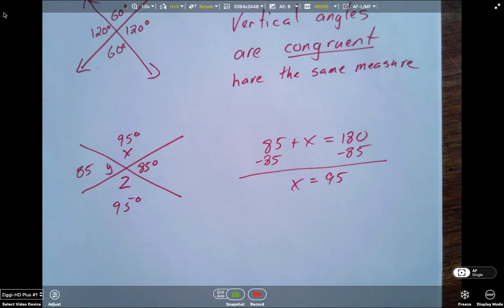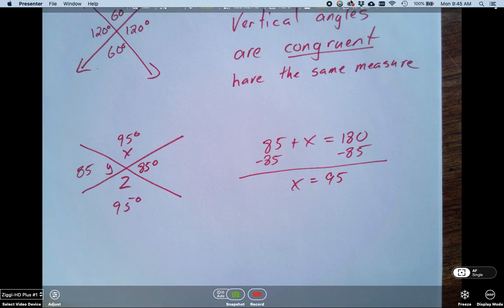That's really all that you need to know to complete the rest of the assignment. So go ahead and make sure you have this all written down, and then go to Big Ideas Math and finish or work on your next assignment.